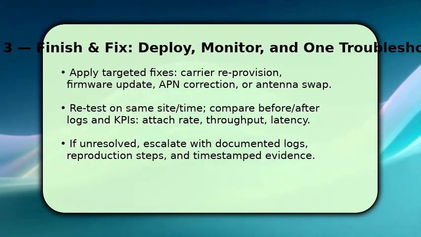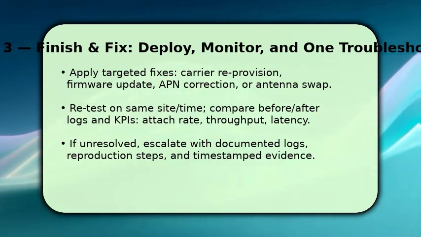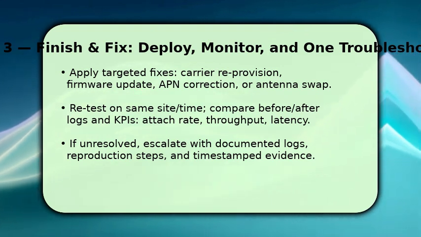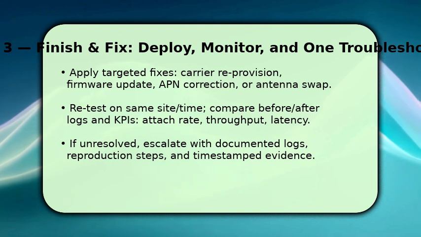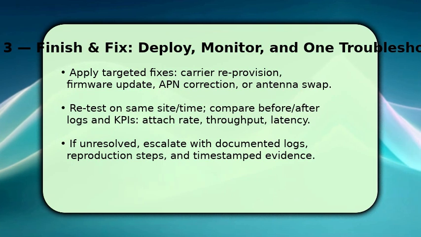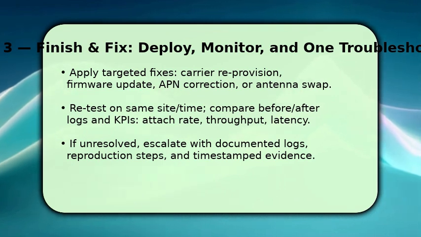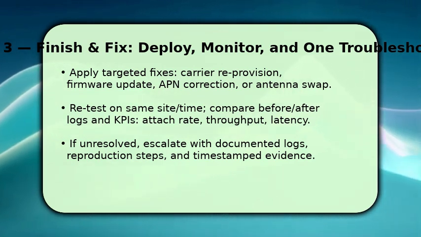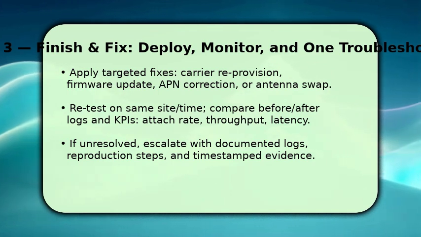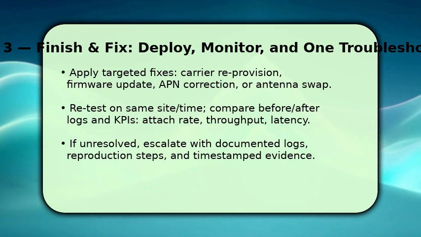You finish by applying targeted fixes and confirming results. If diagnostics point to provisioning, force a carrier reprovision. If firmware or APN settings are wrong, update them. If RF issues appear, try an antenna or site adjustment. Retest at the same site and time, and compare before and after logs and KPIs like attach rate, throughput, and latency. If the problem persists, escalate with clear reproduction steps, time-stamped evidence, and the collected logs so the carrier or engineering team can act.